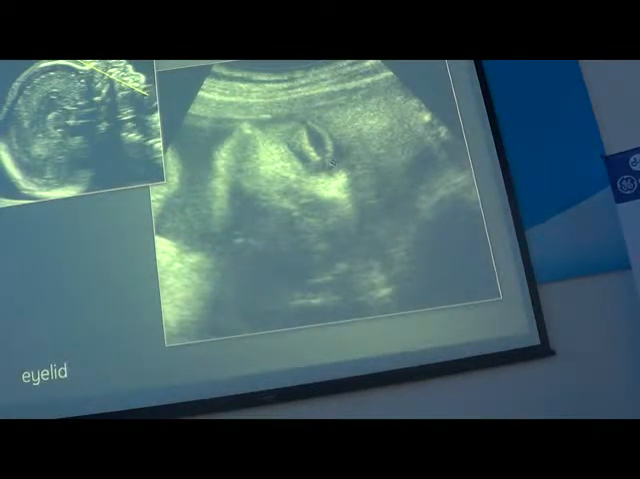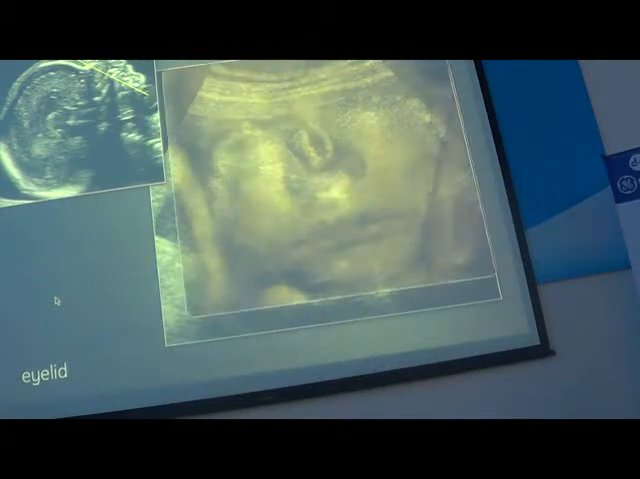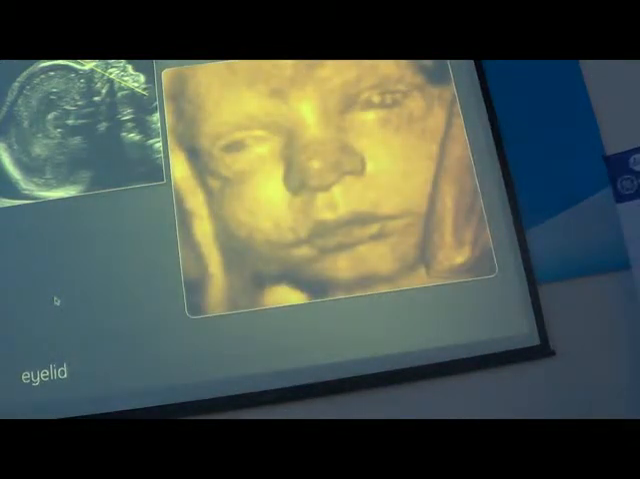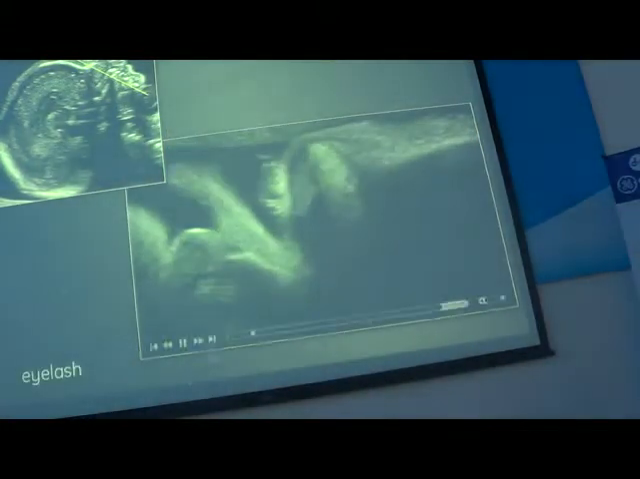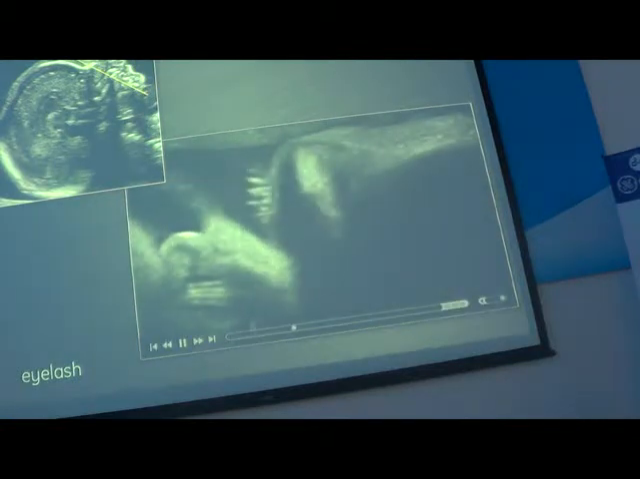Now the eyelid open. Here you can see the image of the eyelids. You can see it only in the third trimester of the pregnancy because in the second trimester it's not possible to open the eyelid. You can usually only see it in the third trimester, because in the second trimester the fetus has not yet opened the eyes. This is a 3D image of the baby with open eyelids.